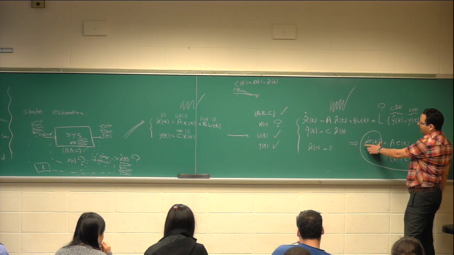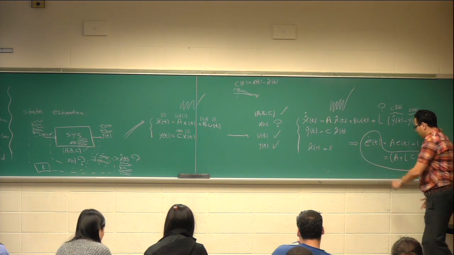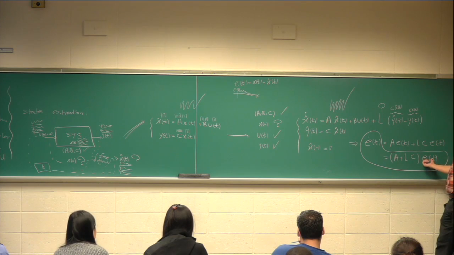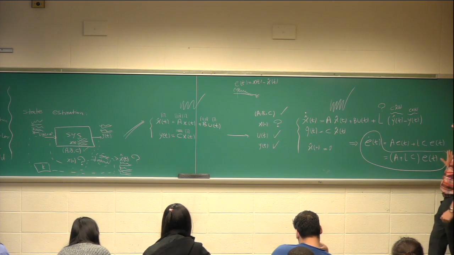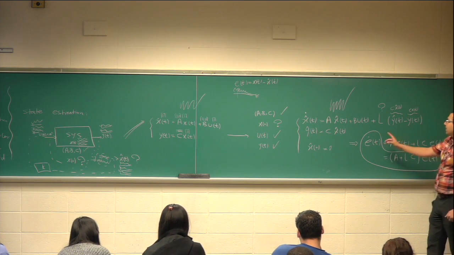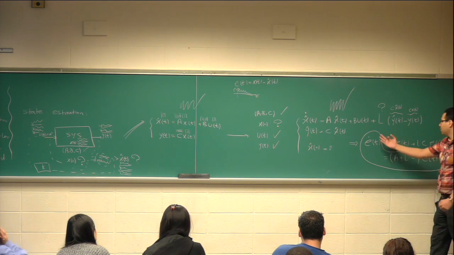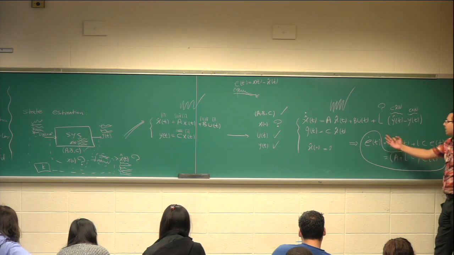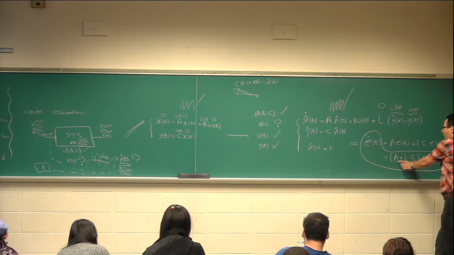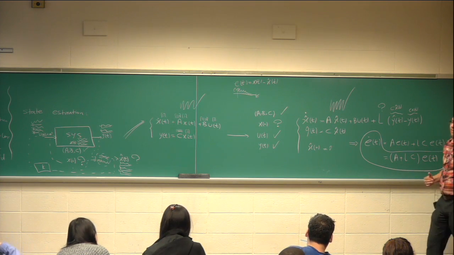The dynamic of error is like this. The derivative is a matrix multiplied by error. This is a system. Error going to 0 means the system is stable. I have to make sure that this system is stable. How can I make sure that this is stable? The eigenvalues of this should be in the left half plane.